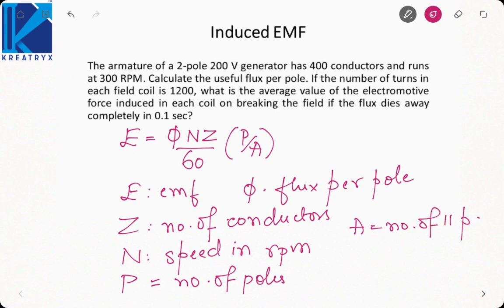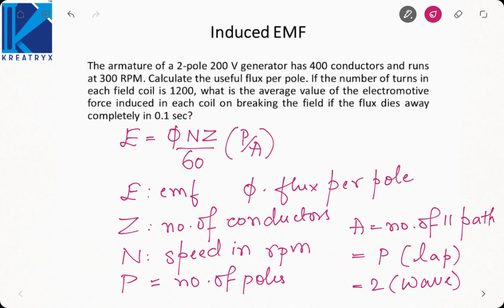Now what is this concept of parallel path? So number of parallel paths is equal to number of poles for lap winding, and it is equal to 2 for the case of wave winding. Is it fine? Now what does number of parallel paths represent? When we are connecting the coils, some conductors will be connected in series and some will be connected in parallel. So the total number of parallel connections that are formed is known as the number of parallel paths.